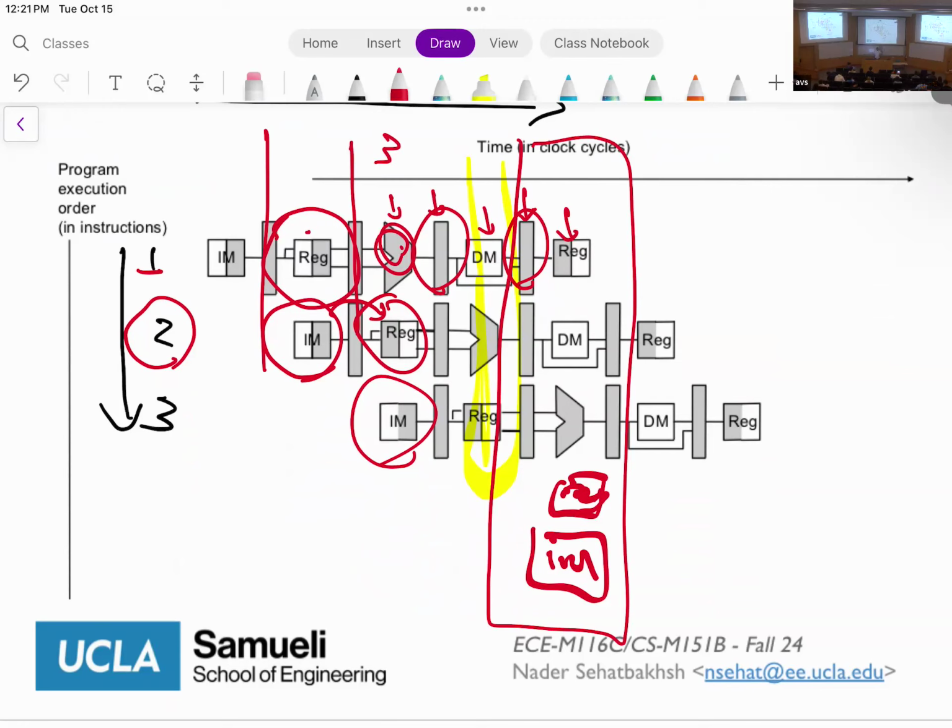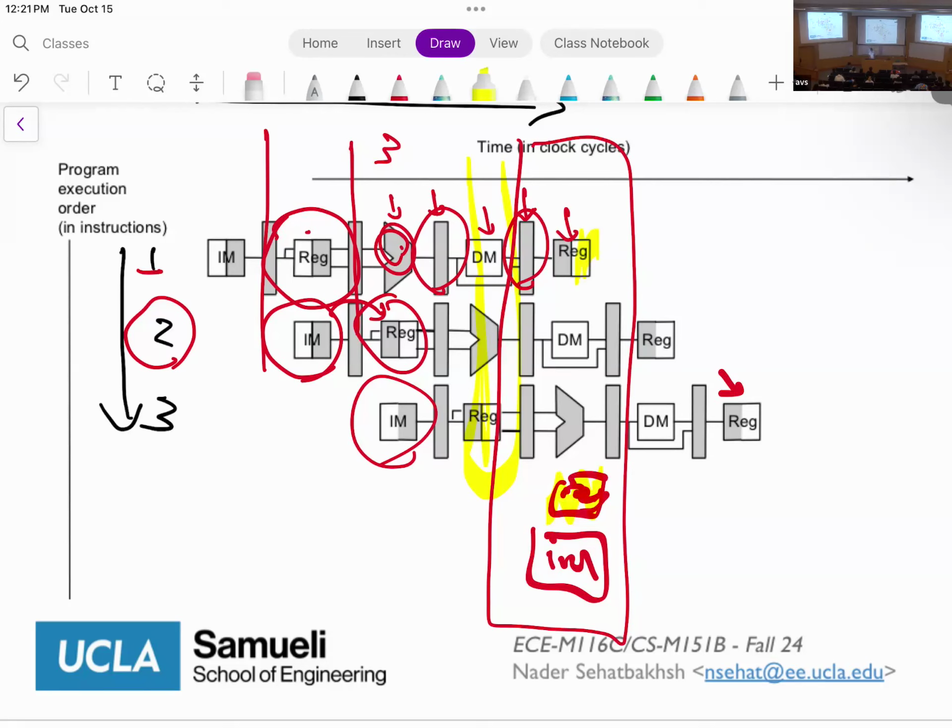Yeah. You mean like here? Yes. So this one and this one, right?